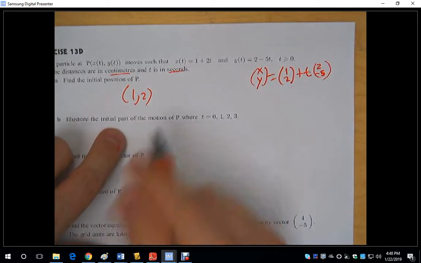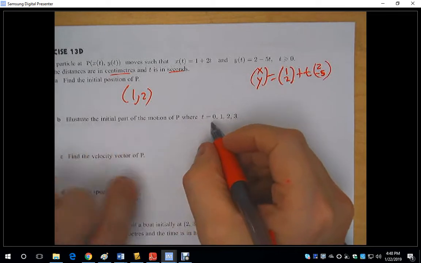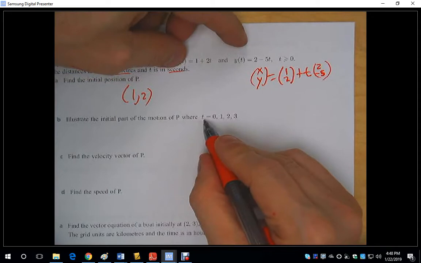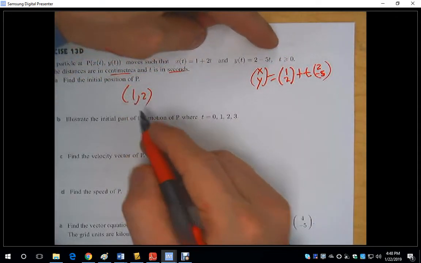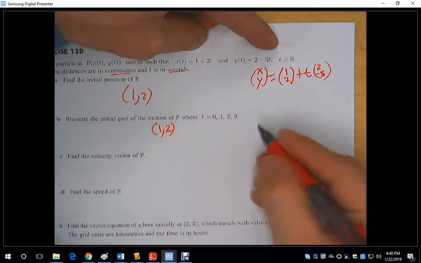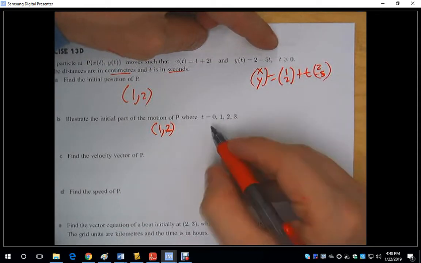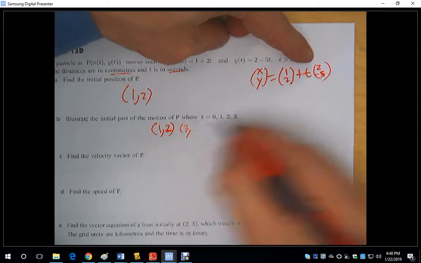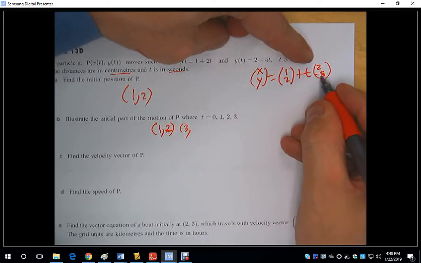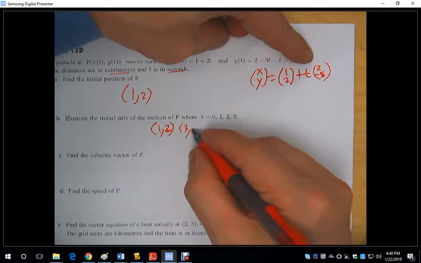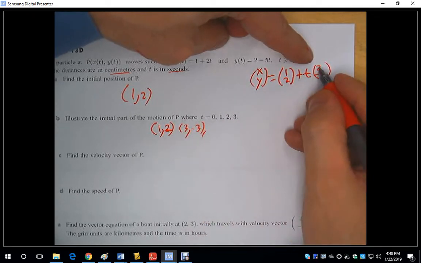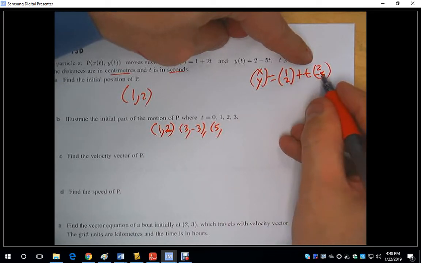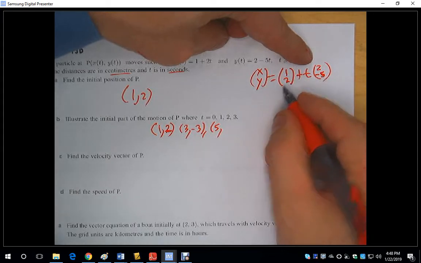Illustrate the initial part of the motion of P, where t equals 0, 1, 2, and 3. We already know what happens when t equals 0. We've already identified that as our initial position when you plug in 0 for t. When you plug in 1 for t, I get 1 times 2, which is 2, plus 1 gives me 3. And 1 times -5 is -5, -5 plus 2 is going to give us -3. Plug in 2. 2 times 2 is 4, plus 1 is 5. 2 times -5 is -10, -10 plus 2 is -8.